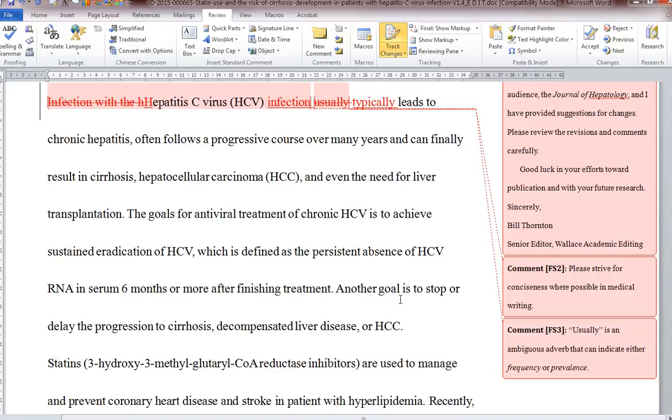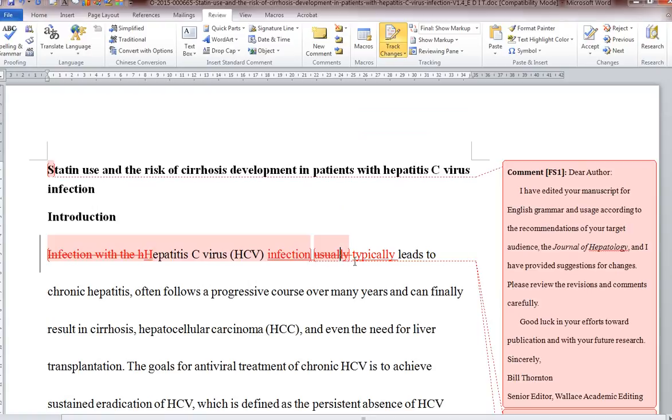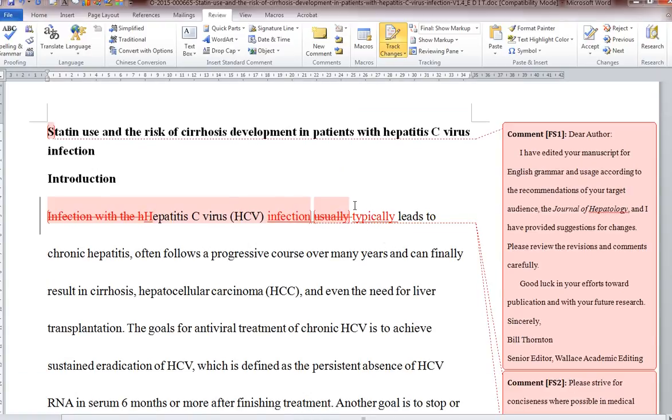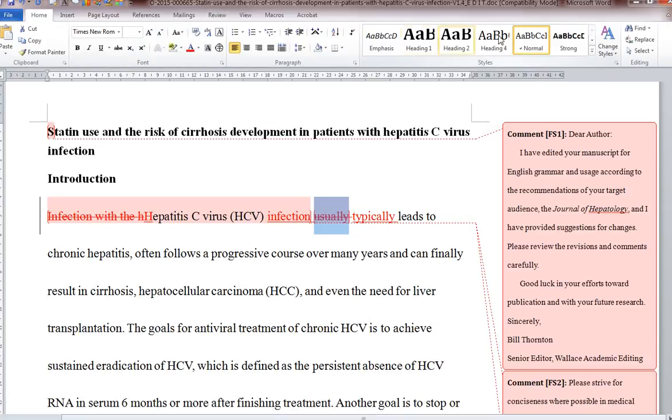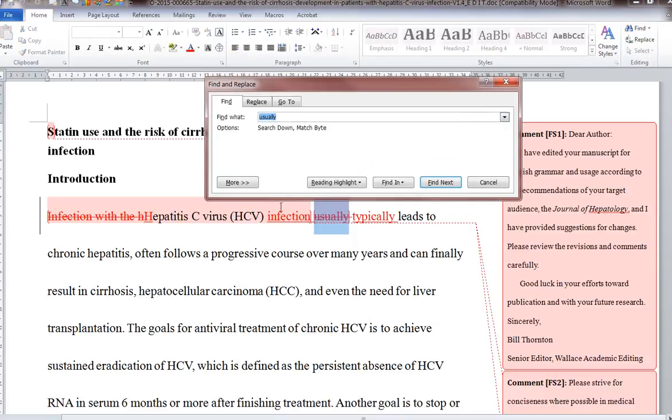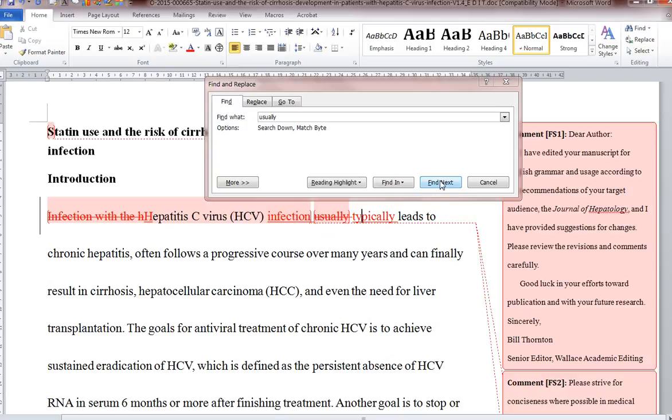In this instance, hepatitis C virus typically leads, typically meaning with most patients under most circumstances. I don't want to make this change without explaining to the author why I did it. And it's also likely that the author used usually again, and to maintain consistency, I want to make sure that I catch all usages in the paper. Okay, so I've got usually here, and I'm going to take a look at each usage the author has.